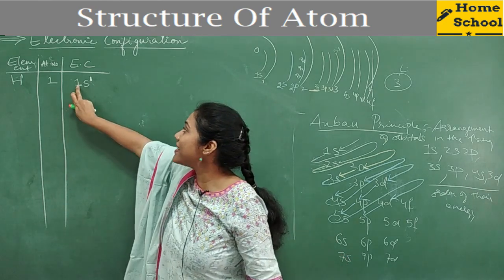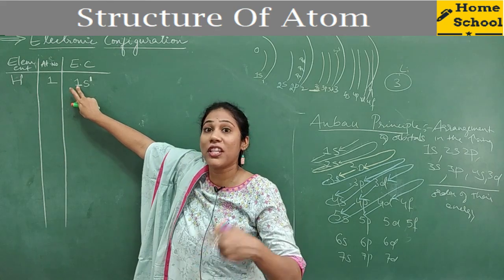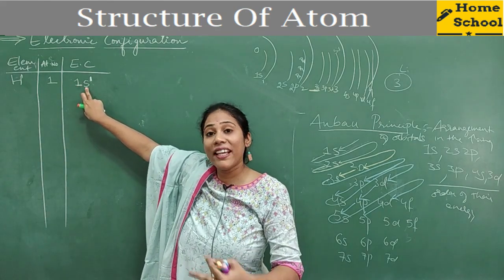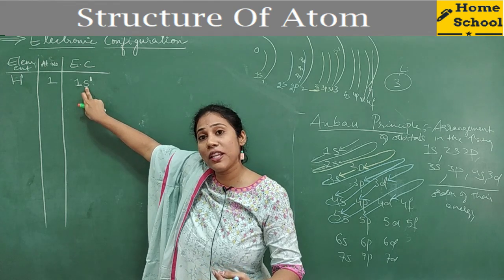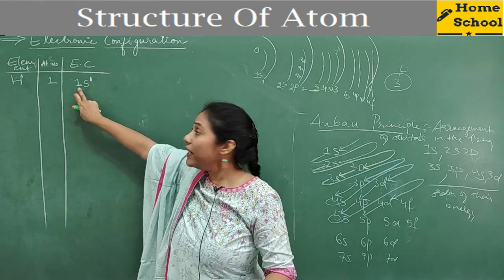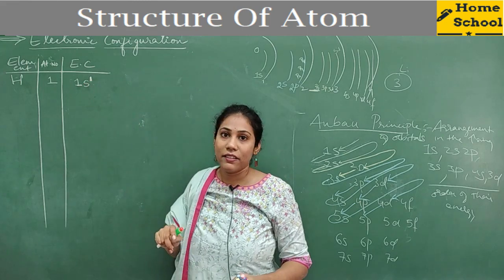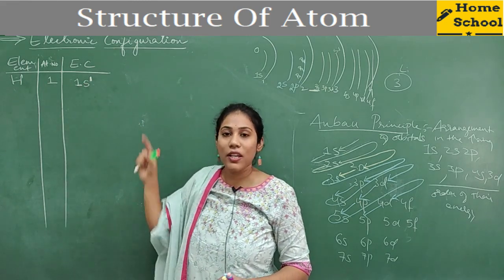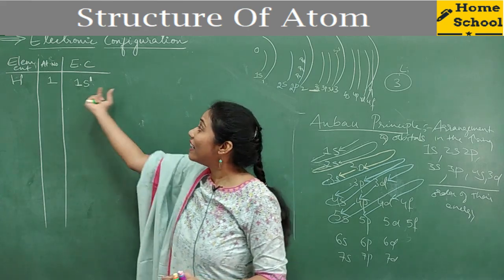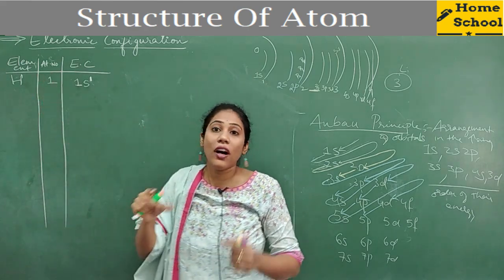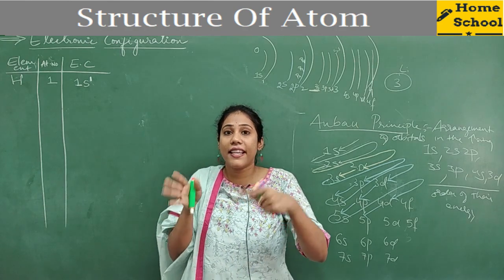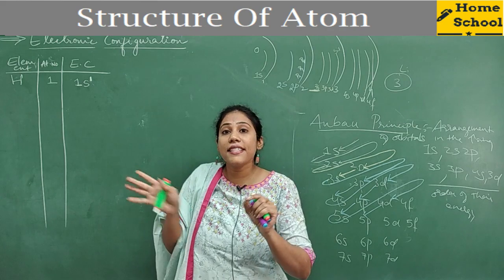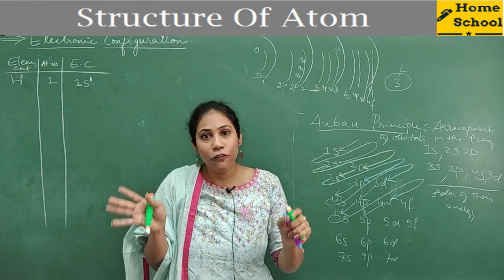You must know what this 1 is. 1 means first main shell, the shell number. What do you mean by this s? s in the sense subshell. Where is this subshell present? Yes, the subshell in the first main shell. So in that 1 electron is there. So this is like writing the address of an electron. Electronic configuration is like writing the address for an electron: which electron is there in which main shell, and under that which subshell. This is what we mean by address for an electron.